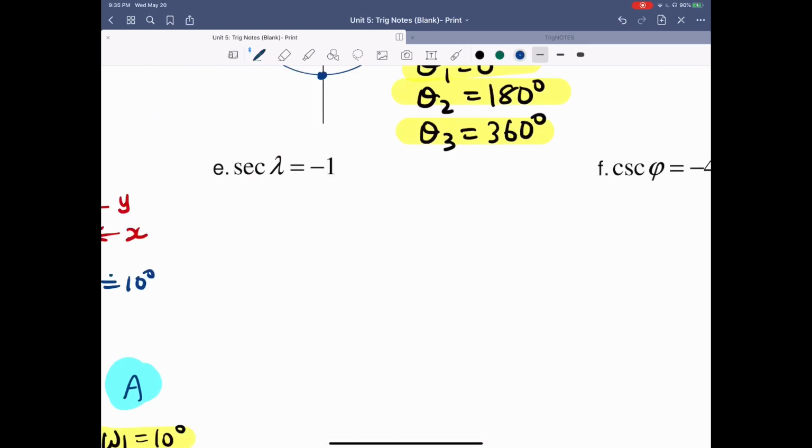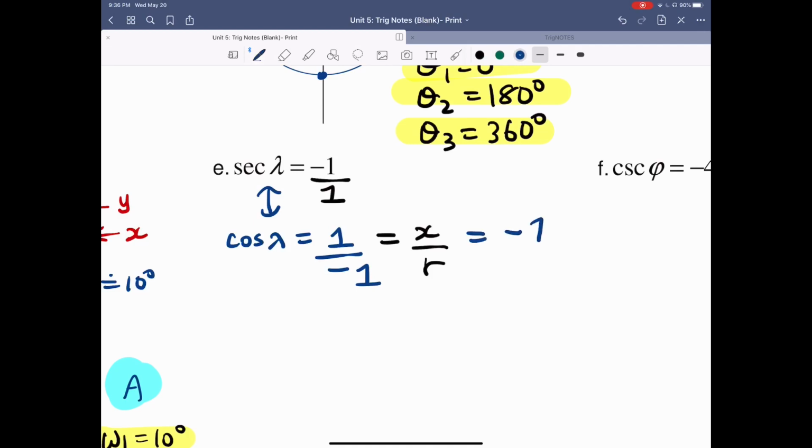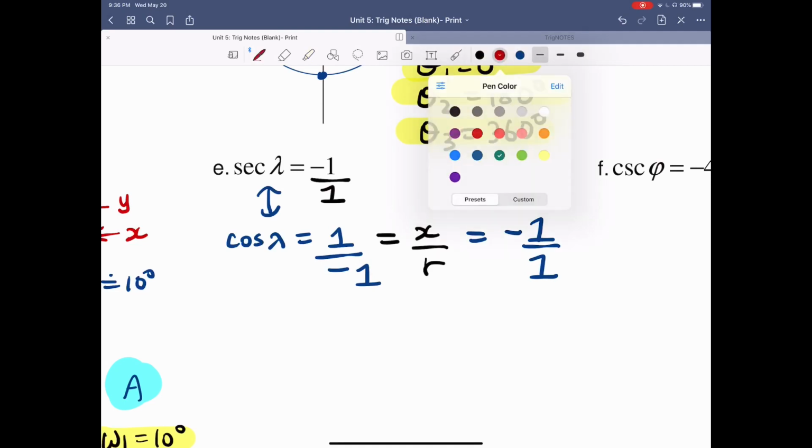Question E, I'm trying to solve for lambda. Again, I have a secondary trig ratio, so I'm going to switch that up. Secant of lambda is the reciprocal of cos lambda. So I'm going to write cos lambda is equal to, well, originally this had a denominator of 1, so I'm just writing it to make it easier to picture. That means this is 1 over negative 1. And cos lambda is x over r, so I need to switch the order of the negatives so that it's negative 1 over 1, to ensure that my radius is a positive number.